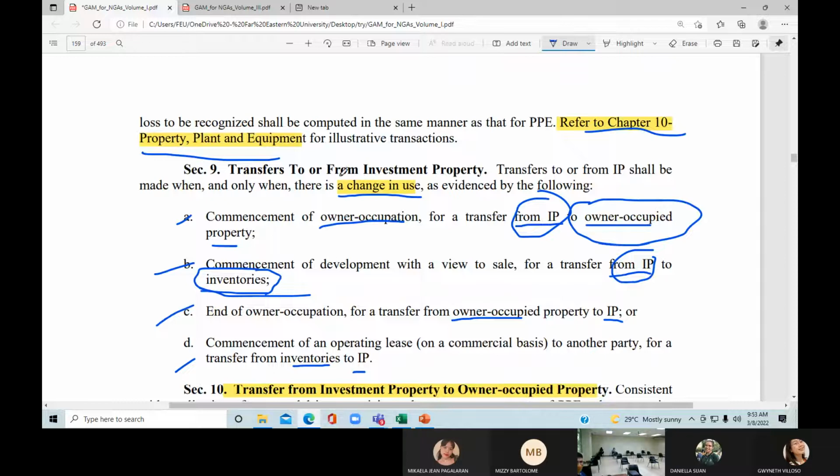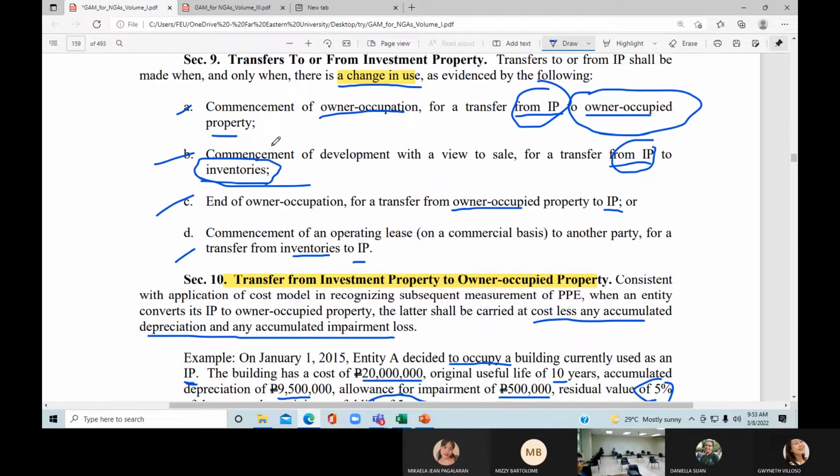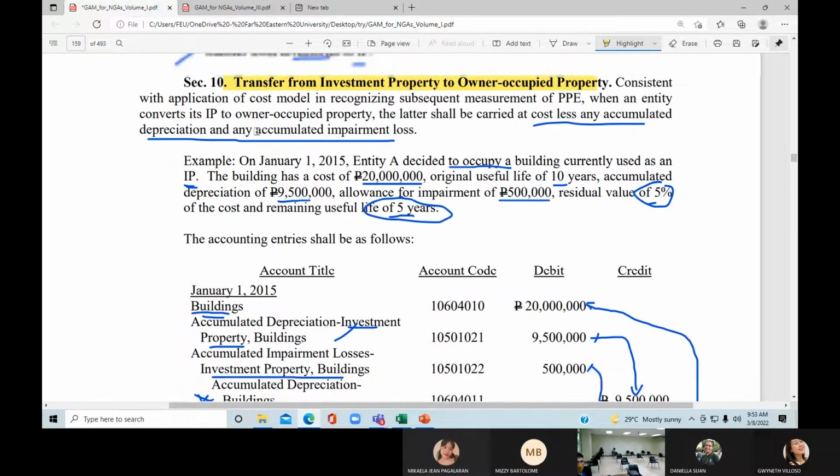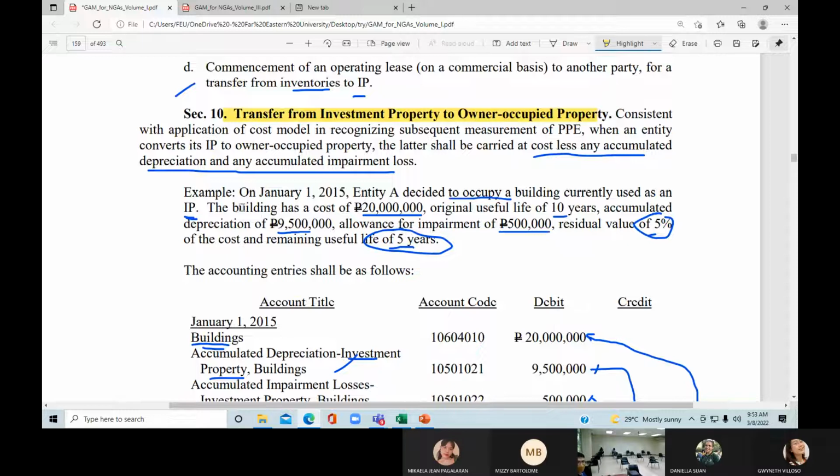Okay, then transfers to or from investment property. Ito yung sinasabi natin, no? Pwedeng maging dahilan or nung change in use is ito. Commencement of owner occupation. So, dating investment property, magiging owner-occupied property. So, ano yung magiging entries niya? Ito yun. Example, on January 1, 2015, Entity A decided to occupy a building currently used as investment property. The building had a cost of 20 million. Useful life, 10 years. Accumulated depreciation, 9,500,000. Allowance for impairment, 500. Okay.